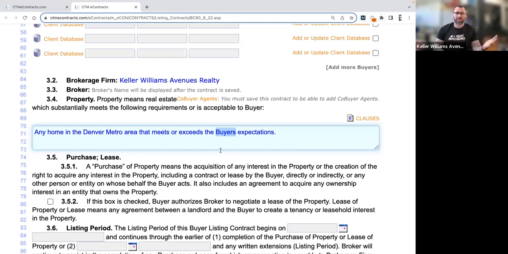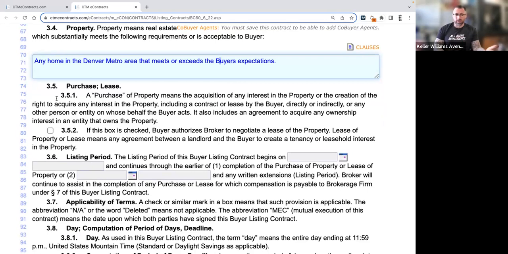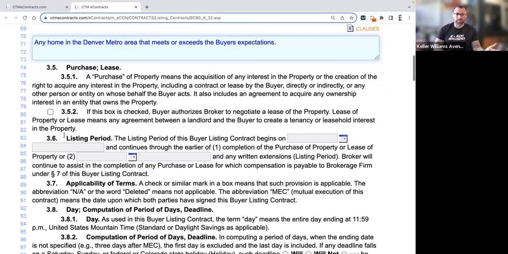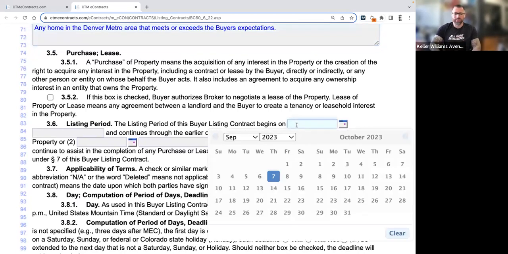So when you are addressing them, you're going to always do either a capital B or a capital S. Then it goes through, this is purchase. The purchase of the property means acquisition of any interest in the property. If this box is checked, we're going to do a lease. We're not going to really play with this.